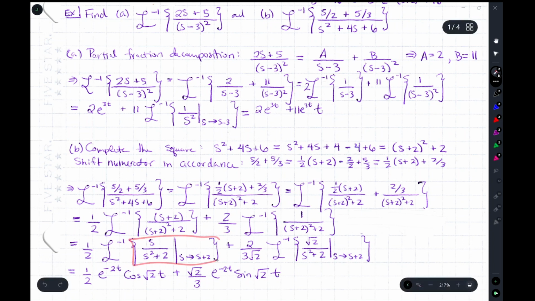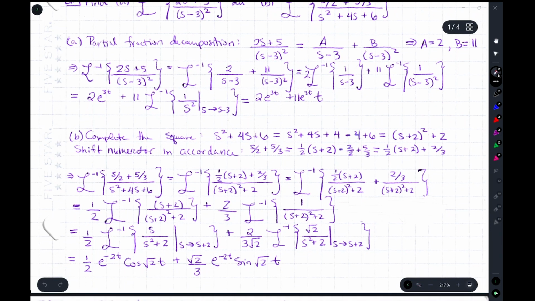And this is the inverse Laplace transform of cosine root 2, but we get translations in both of these, okay? And so there goes your factors of e to the minus 2 due to the translation of 2 units to the left.